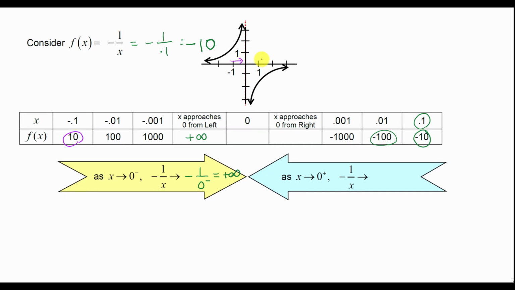If x approaches 0 from the right, your function value actually decreases without bound, which causes your function to reach negative infinity. As x approaches 0 from the right, negative 1 over x will go to negative 1 over 0 from the positive values that are very, very small, which will create negative infinity.